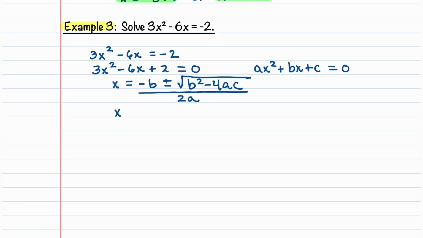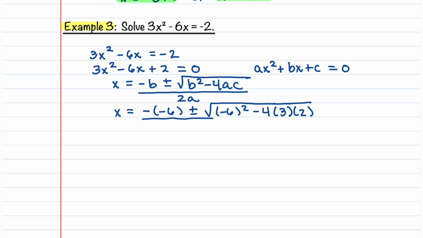Our x is equal to negative b, so we'll have to watch the negatives here. We have a minus 6, plus or minus the square root. Our b is minus 6, so we'll square that. And then we have minus 4. Our a in this case is 3. And then our c is equal to 2. And then we're going to divide all of this by 2 times a, which is 3.